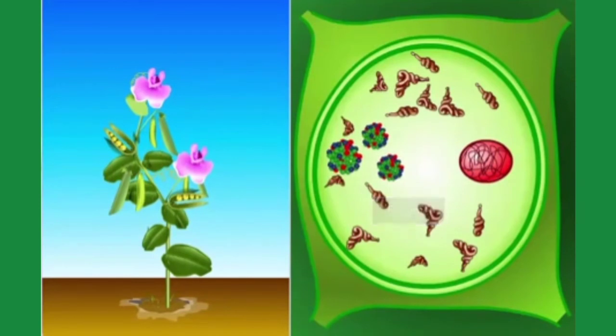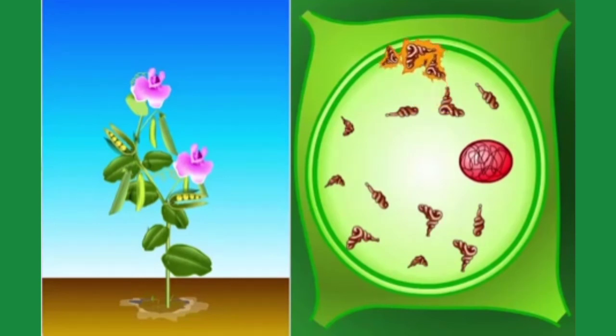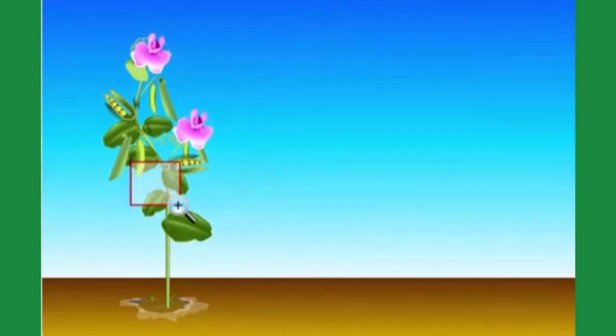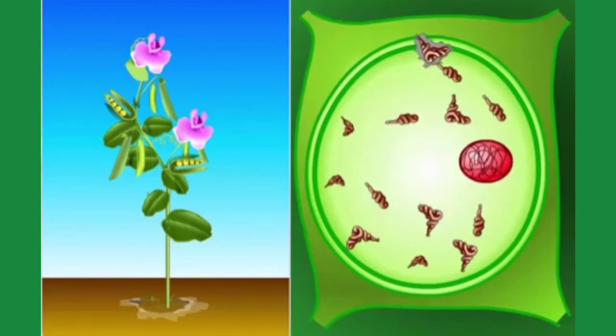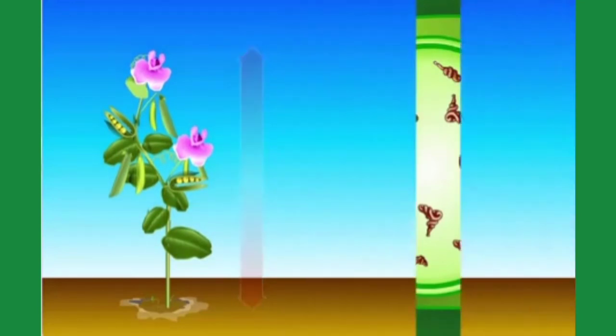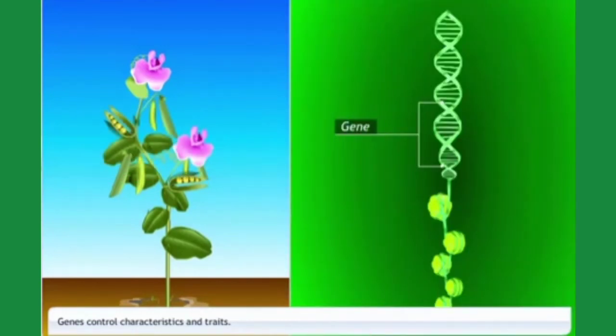If this enzyme works efficiently, a large quantity of hormone will be made and the plant will be tall. However, if the gene for that enzyme has an alteration that makes the enzyme less efficient, the amount of that hormone will be less and the plant will be short. Thus, genes control the characteristics or traits.